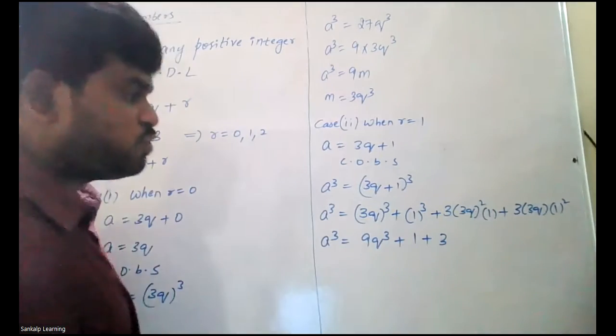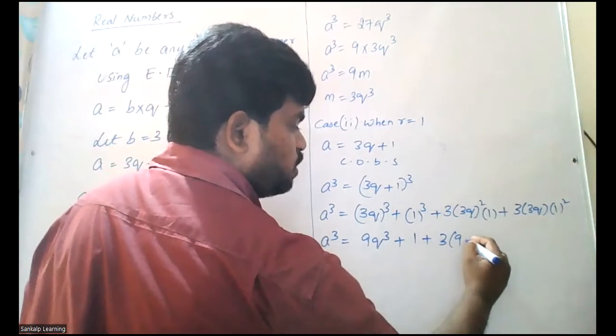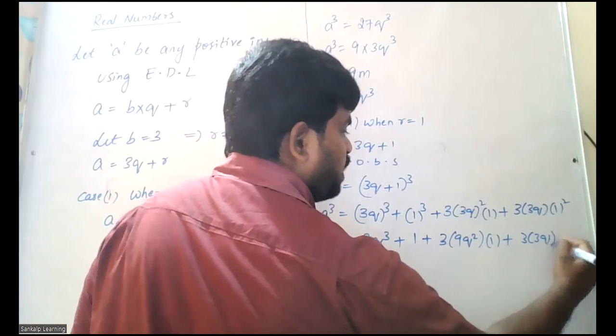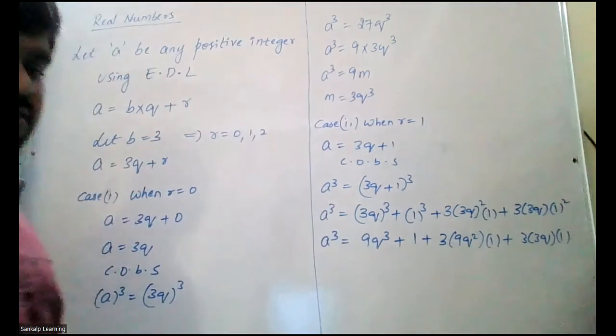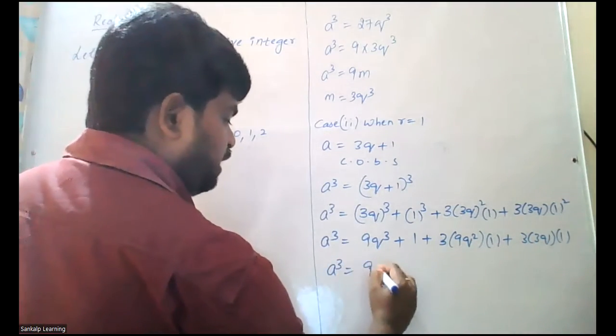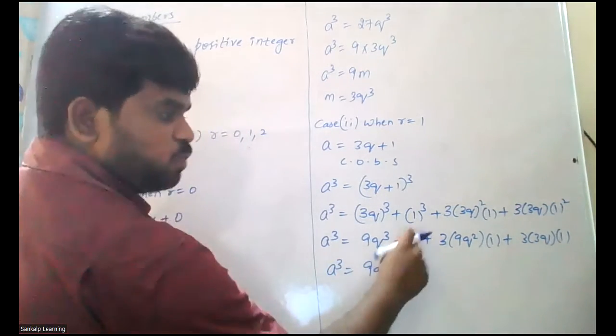For this 3, we have to solve that. So (3q)^2 is 9q² into 1, 3 into 3q, and 1 squared is 1. We should always solve for the powers first. Then a cube is equal to 9q to the power 3. I'll write this 1 at the end.